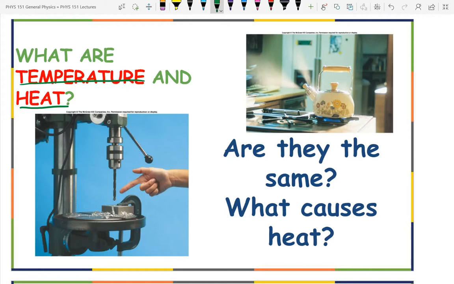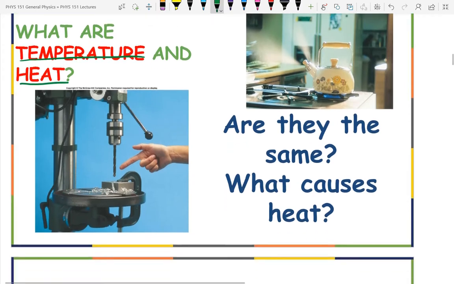Now, I do need to be careful. The temperature is proportional to the average kinetic energy per molecule, and that proportionality changes depending on the material. If it's an ideal gas, it's a very simple relationship. If it's not an ideal gas, it gets more complicated. But temperature is still proportional to the average kinetic energy. It's just that for a given state of a given material, that proportionality varies. So they're not the same.